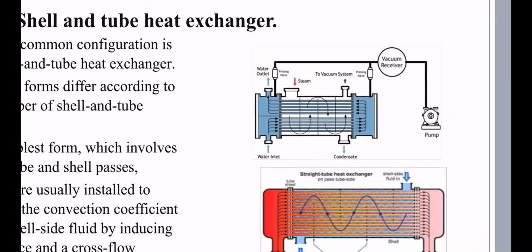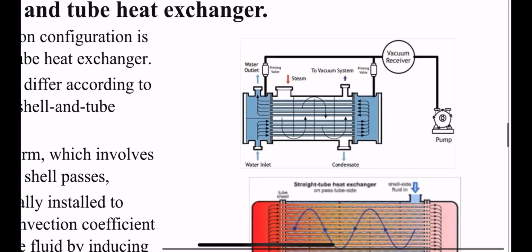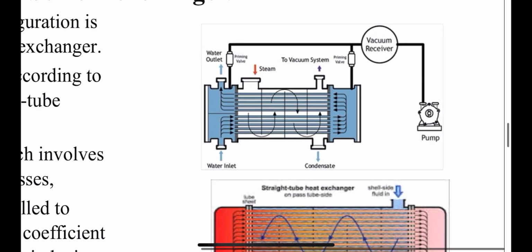Well, this is a simple shell and tube heat exchanger. As you can see in the blue, these are called the shells, and inside are two components, which are baffles and the actual tubes. We have 5, or sometimes 4, outputs and inputs accordingly.